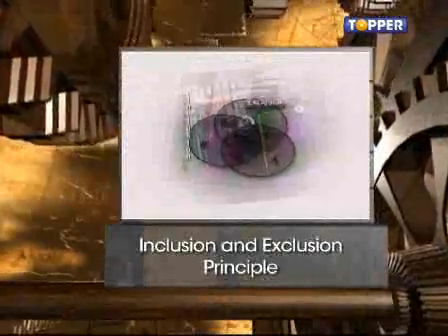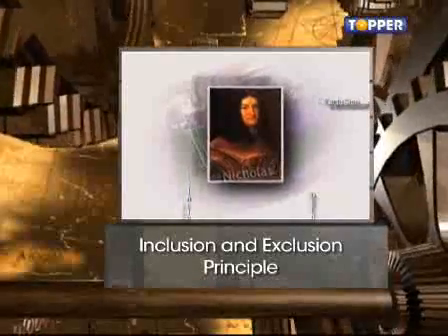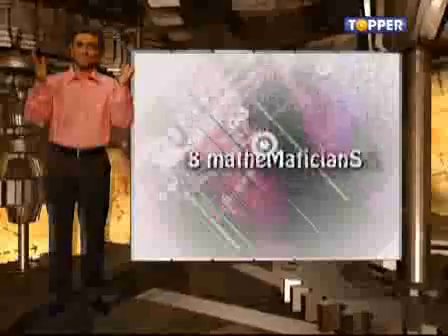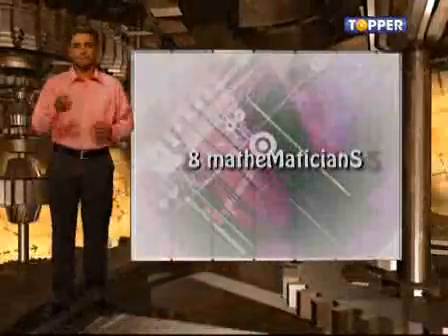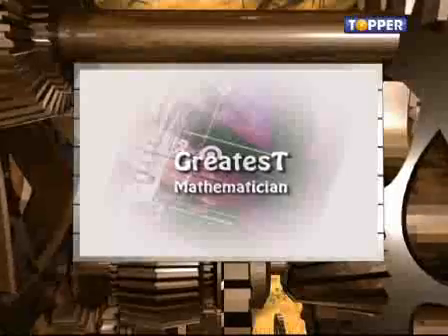This principle was used by Nicolas Bernoulli to solve the problem of finding the number of derangements. The Bernoulli family had a prominent roster of 8 mathematicians. They hailed from Basel in Switzerland, the place of residence of among the world's greatest mathematicians like Euler.